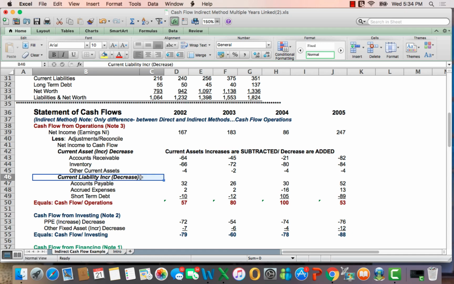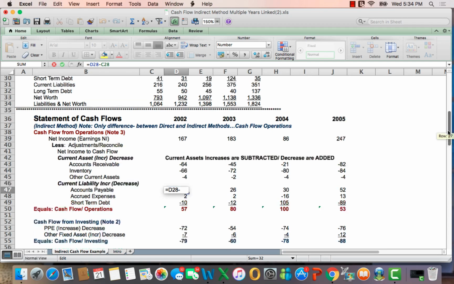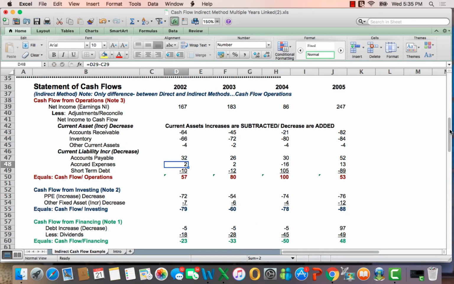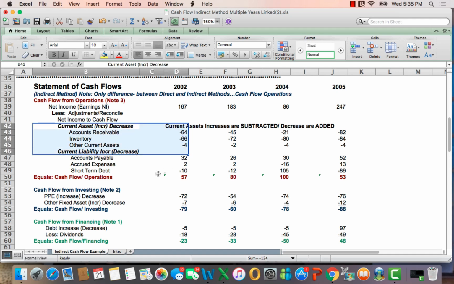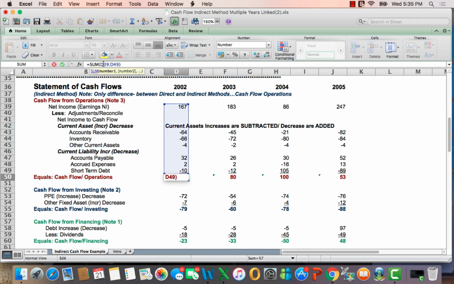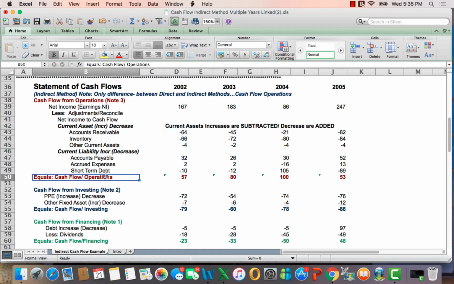Current liabilities are the flip side. Let's look at accounts payable. If I click on this $32 and I go up, you'll see that moving left to right, accounts payable increased, but it gets added in the statement of cash flow for operations. So following these rules, you make these adjustments, and what you end up with is cash flow from operations of 57, which is the sum of net income at the top, less all these adjustments, to get you down to cash flow from operations here at the bottom.